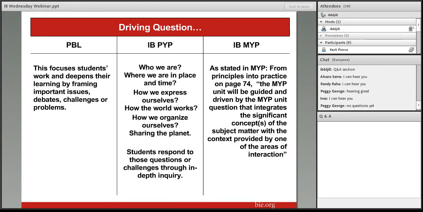If we look at PYP, we know who we are, where we are in place and time, how we express ourselves, how the world works, how we organize ourselves, how we share the planet. Students respond to these questions and challenges through in-depth inquiry.